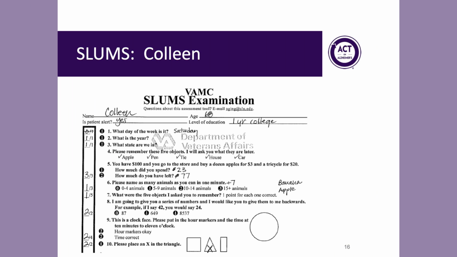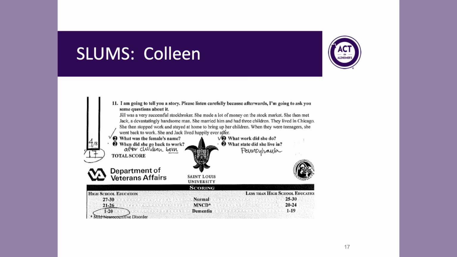For question number 10, she was able to place an X in the triangle and could properly identify the square as the largest shape, so she again receives full credit. For questions regarding the story, number 11, she was able to answer several of those correctly. However, when asked when Jill went back to work, Colleen said after her children were born, which is incorrect. When asked what state Jill lived in, Colleen replied Pennsylvania, which is also incorrect. For the story recall portion, Colleen receives 4 of the 8 points possible.